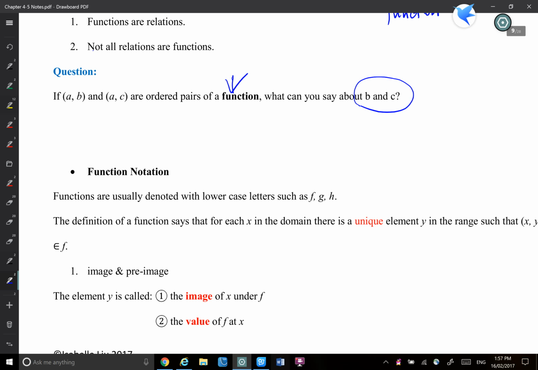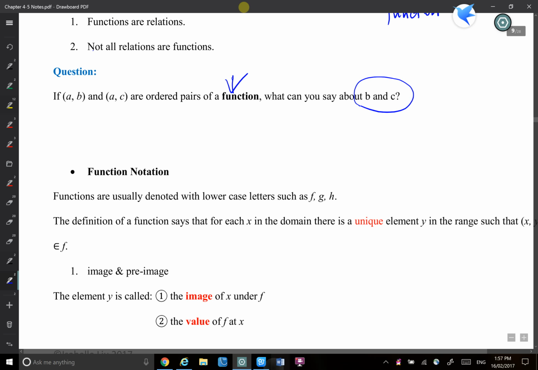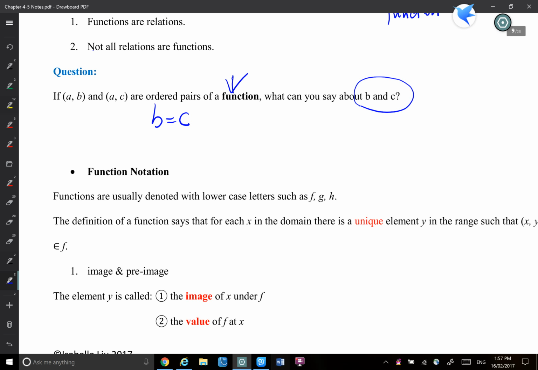If b and c have the same value, then that's still a function. So b must be equivalent to c. If b is not equal to c, then your a will have two distinct values, which is not a function. But it says that it is a function. That means b and c must be equivalent.